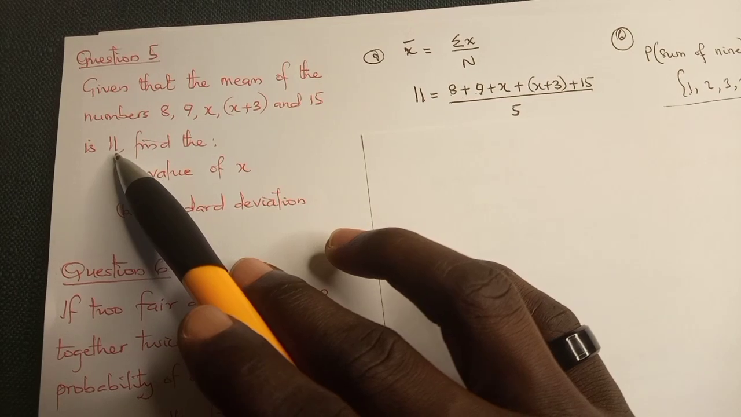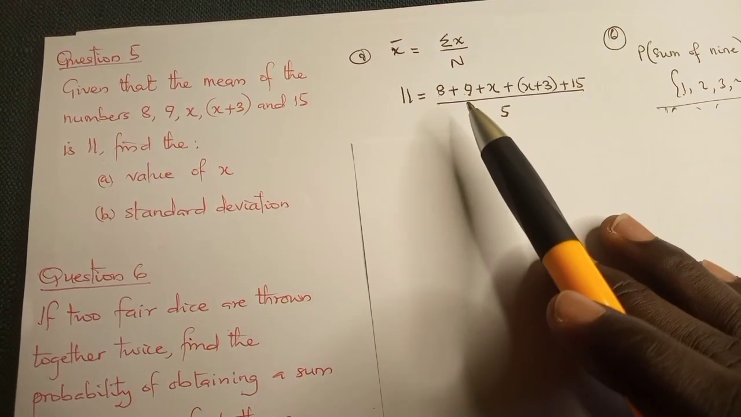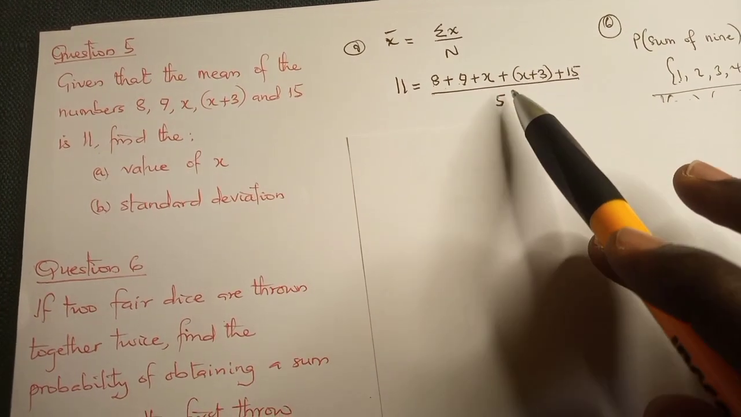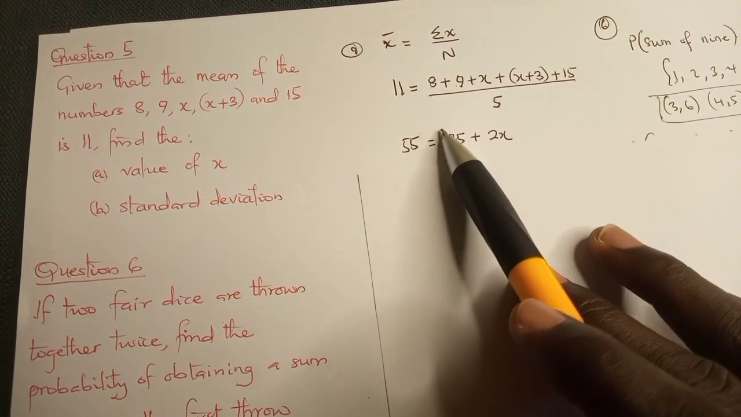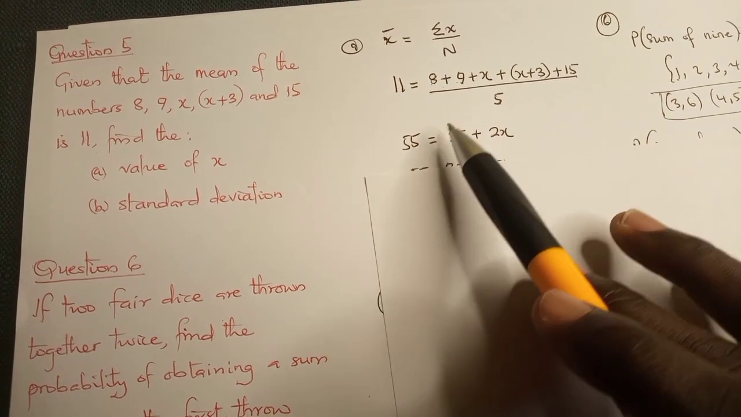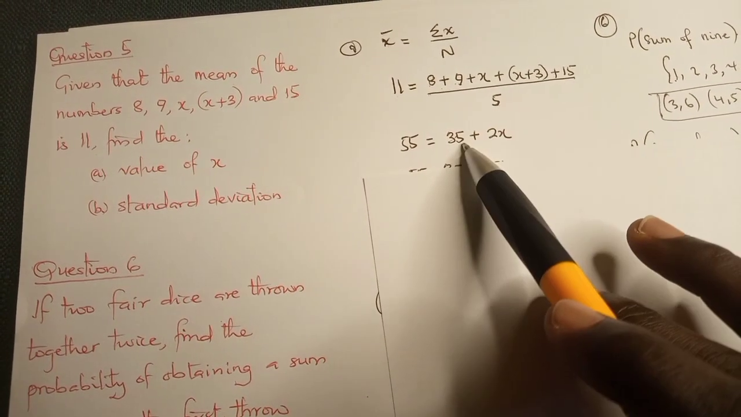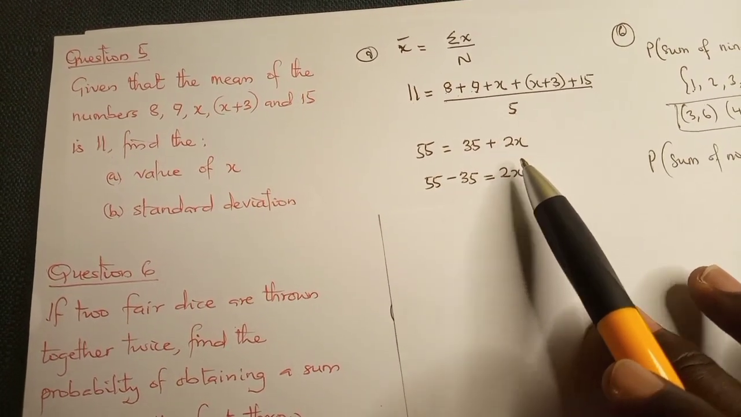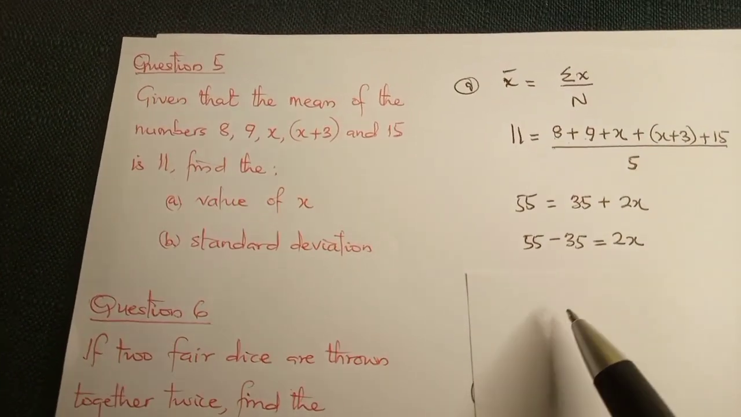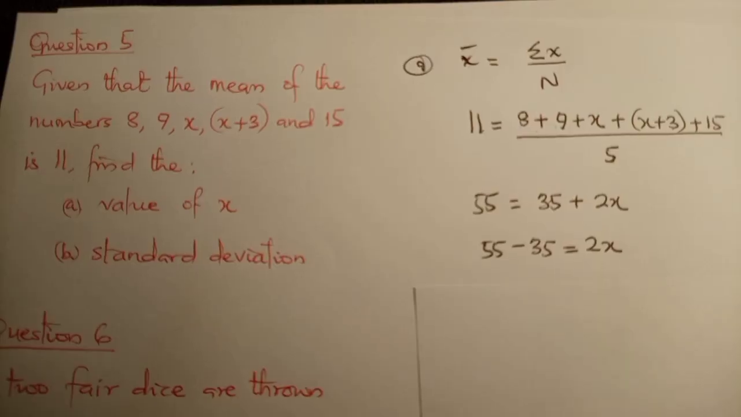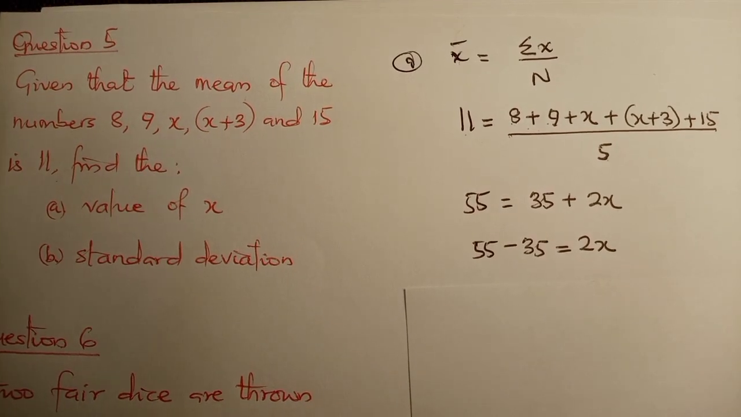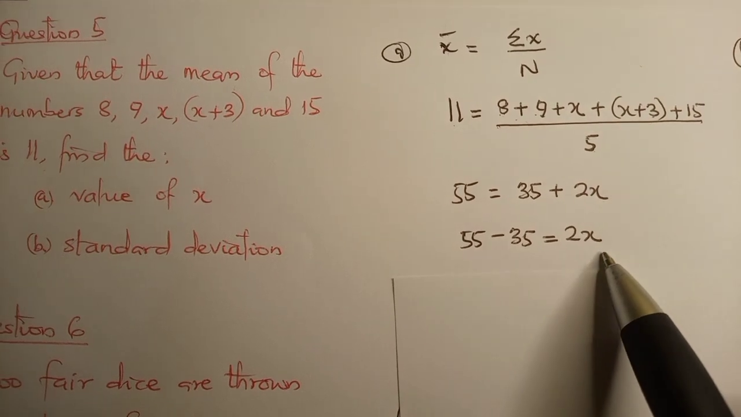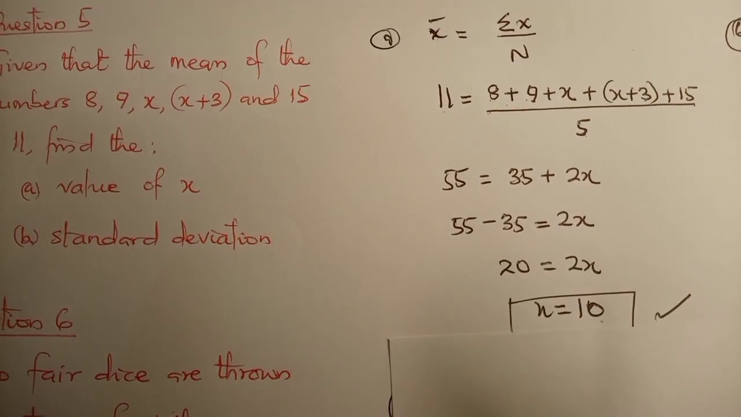The hint is from the question here. So we simplify this by bringing like terms together. 5 times 11, you get 55, equals the summation of the numbers here, 35 plus 2x. Then 55 minus 35 equals 2x. So we simplify this, and we get x equals 10.